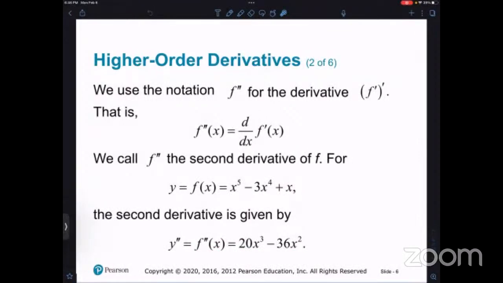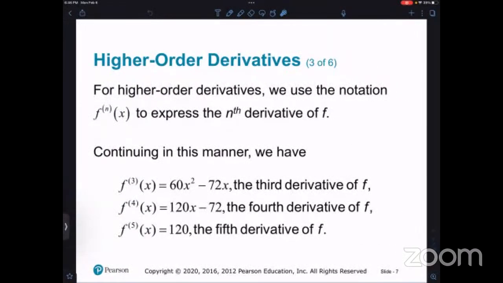For higher order derivatives, we use a notation where we have parentheses in the exponent to express the nth derivative of f. The third derivative of f is this guy, then the fourth derivative, the fifth derivative. You can't take it forever, because if we try to go one more step, to the sixth derivative in this case, notice it goes to 0.